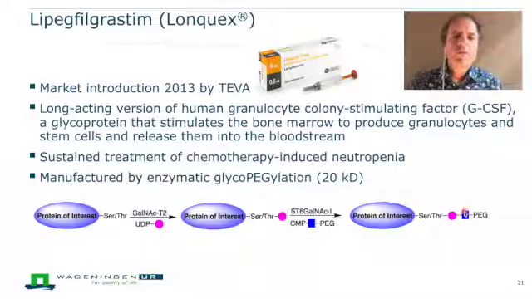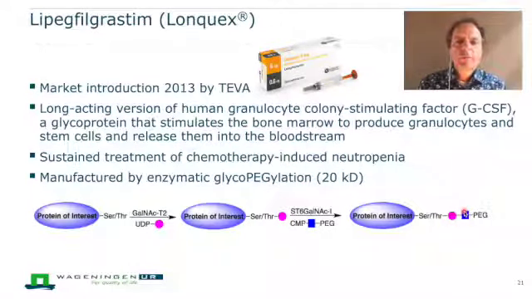One notable example of a pegylated protein is Lonquex, with the generic name lipegfilgrastim. This drug was approved in 2013, brought into the market by Teva, and acts as a long-acting version of the human granulocyte colony stimulating factor. This is a glycoprotein that stimulates the bone marrow to produce granulocytes and stem cells and releases them into the bloodstream. So by pegylation of the protein, the circulation time of this G-CSF is significantly enhanced and thereby applied for the sustained treatment of chemotherapy-induced neutropenia.